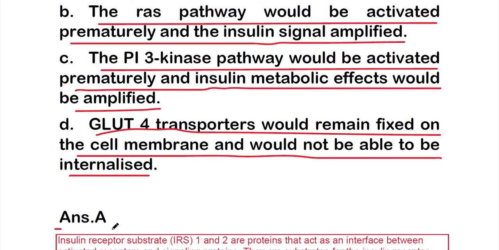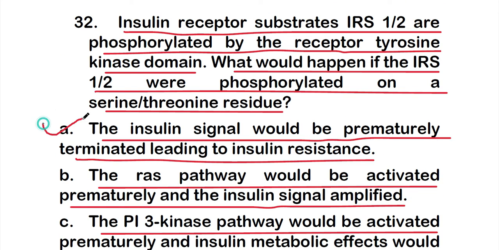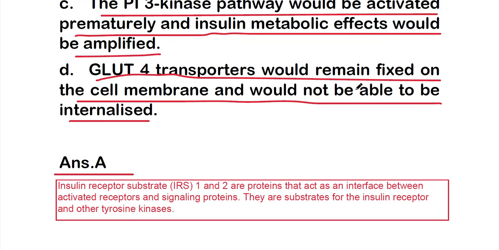The correct one is option A, that is the insulin signal would be prematurely terminated leading to insulin resistance. So if we phosphorylate the IRS, that is insulin receptor substrate, on a serine or threonine residue, then the insulin signal would be prematurely terminated leading to insulin resistance. Now we will see what is insulin receptor substrate. Insulin receptor substrates 1 and 2 are proteins that act as an interface between the activated receptor and signaling proteins. They are substrates for the insulin receptor and other tyrosine kinases.